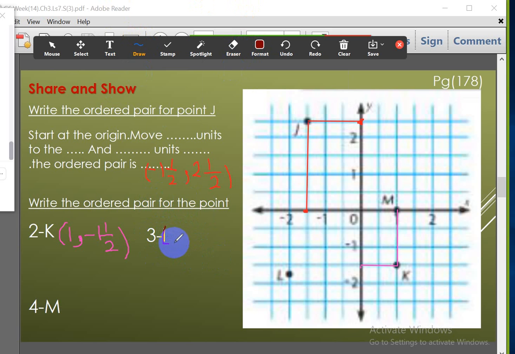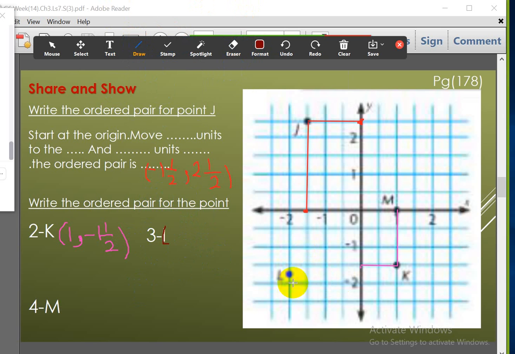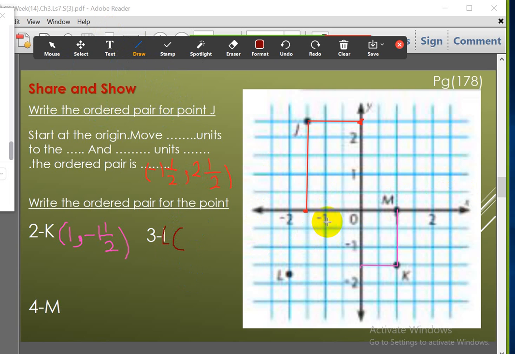I want to find the ordered pair for L point. So how will I do that in the coordinate plane? I told you, first thing, to find the x coordinate. First thing, we will start with x. Always I will start with x. To find the x coordinate, I have to take a vertical line from the point, and it will cross the x-axis at a number.